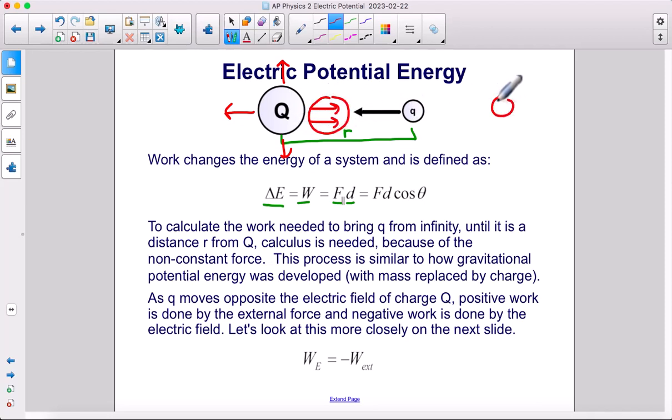Very similar to how when you raise a basketball up off the ground, the gravitational field due to Earth, so as it goes this way, the gravitational field of Earth is in the other direction, and therefore the potential energy is increasing. So let's look at this more closely on the next slide.